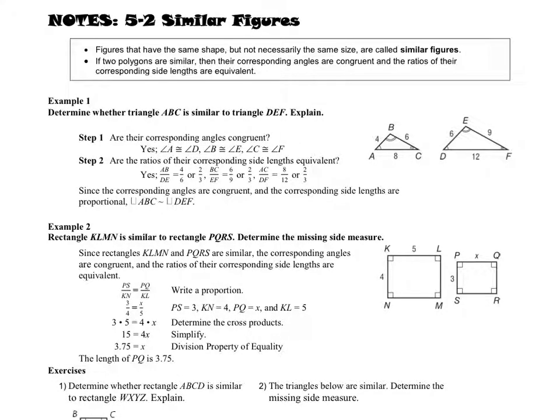Okay, so it says figures that have the same shape but not necessarily the same size are called similar figures. So they have the same shape, like a right triangle and a right triangle, or a rectangle and a rectangle. They're not necessarily the same size, but they have the same shape. If two polygons are similar, then their corresponding angles are congruent.